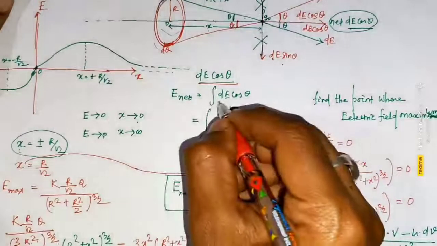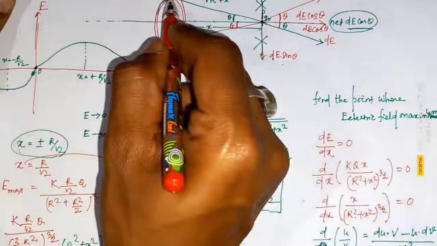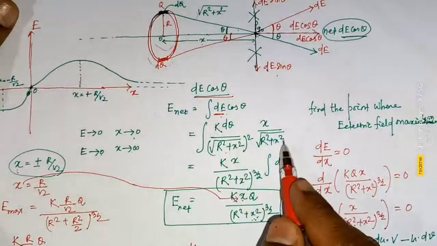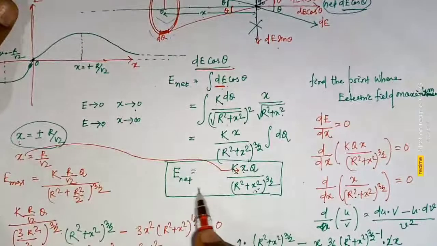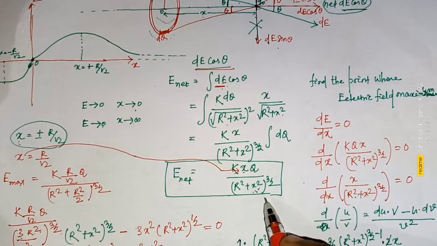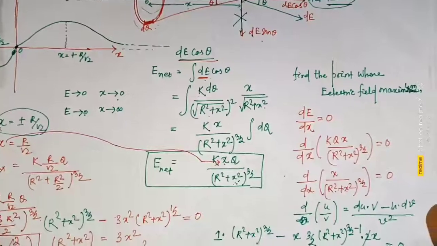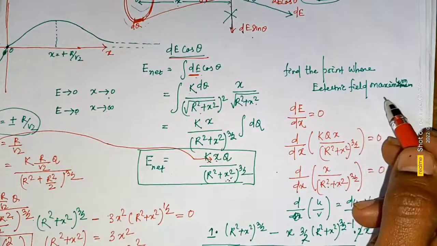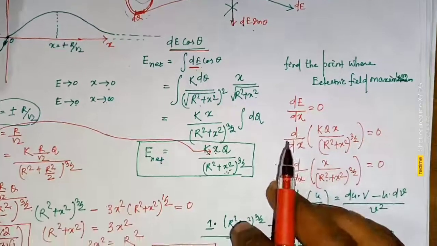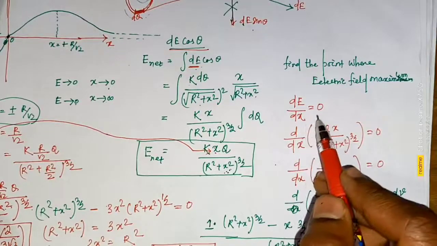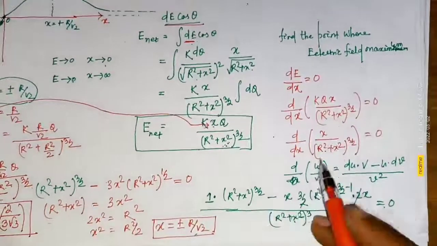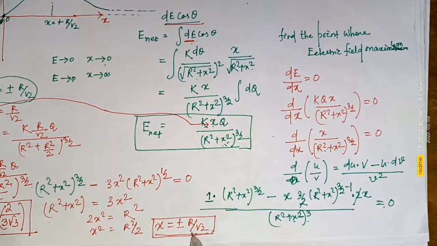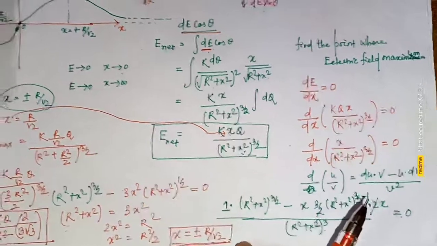And writing the electric field due to a point charge, what is the expression? This is dq, this is q naught. I simply write the expressions here and the cos theta value here. Solving this, we get the electric field as kqx upon r square plus x square whole to the power 3 by 2. The second most important thing is to find the point where the electric field is maximum. When a question of maxima and minima is asked, you must take the derivative and make it equal to 0 using the u by v derivative, and I reach a very conclusive result that x equals plus minus r by root 2, where the electric field is maximum.